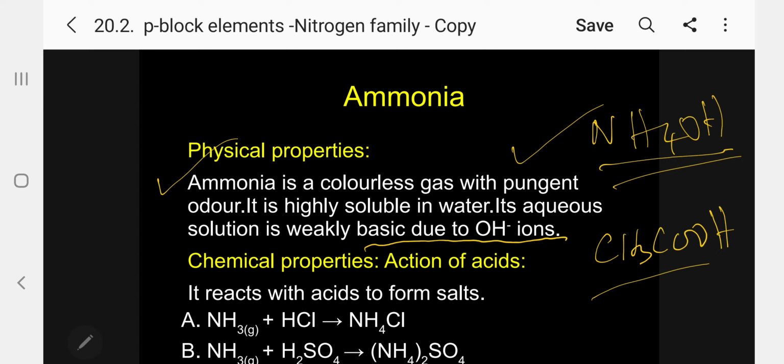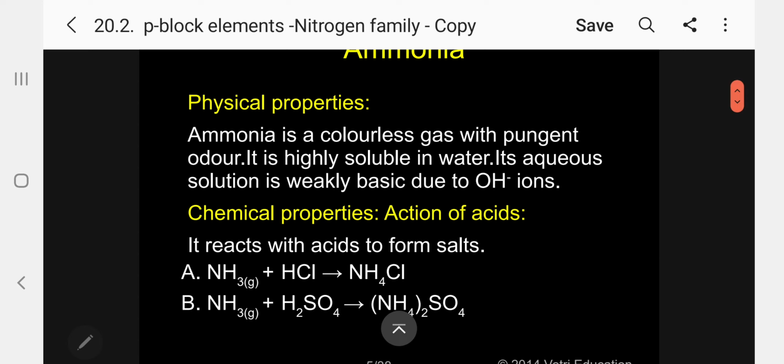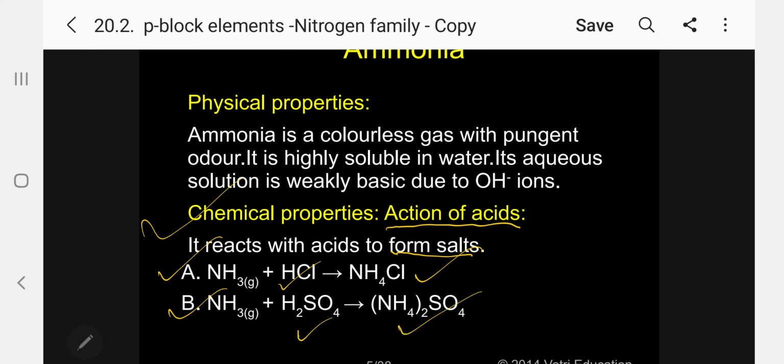So let me come to the chemical properties. Under the chemical properties, first let me take action of acid, because this is the base. It reacts with all acids to form corresponding salts. For example, ammonia reacts with HCl to form ammonium chloride. The same way, ammonia reacts with sulfuric acid to give ammonium sulfate. Kindly follow. The same way ammonia reacts with nitric acid to give ammonium nitrate. Kindly follow.